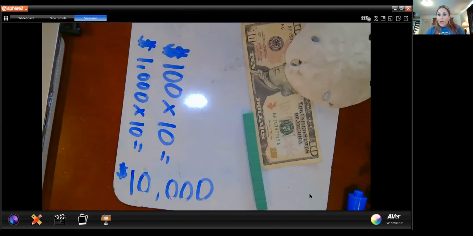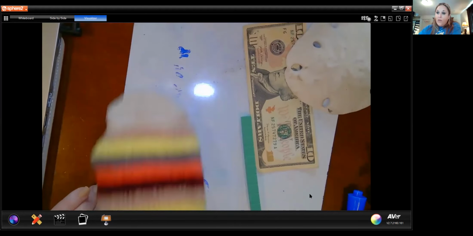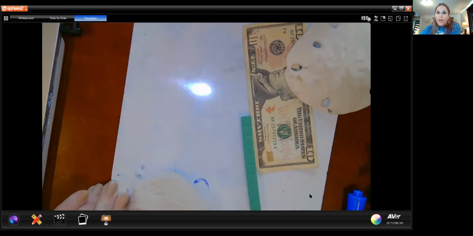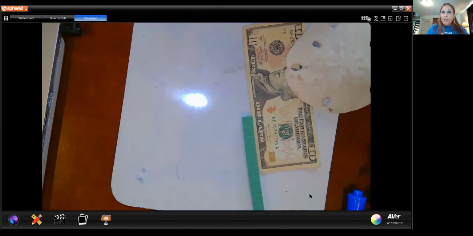A little side thing I would like to share is that a sock could be used as an eraser for whiteboards. I know that you all don't have whiteboards right now, but just in case you have one at home, a sock is a good way to erase your work.